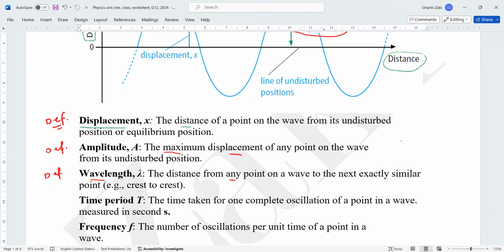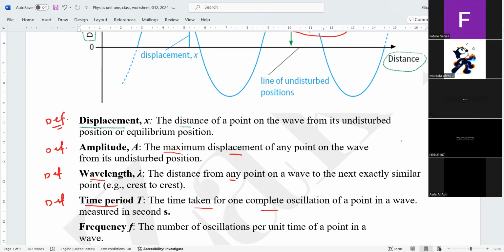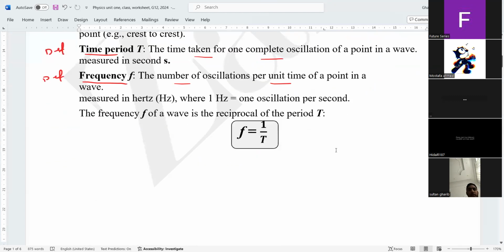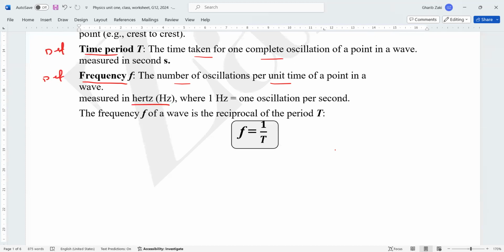Now, definition of the time period. The time period, denoted by T, is the time taken for one complete oscillation, the time of one wave. The frequency definition also: the frequency is the number of oscillations per second, or the number of waves in 1 second. The relation between the frequency and time period is that the frequency, measured in hertz, equals 1 over T. So this is a very important relation. Also, we can say the time period equals 1 over the frequency.